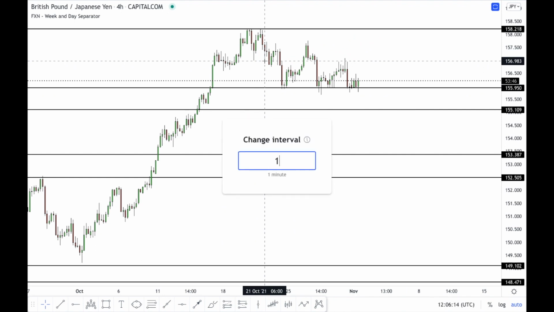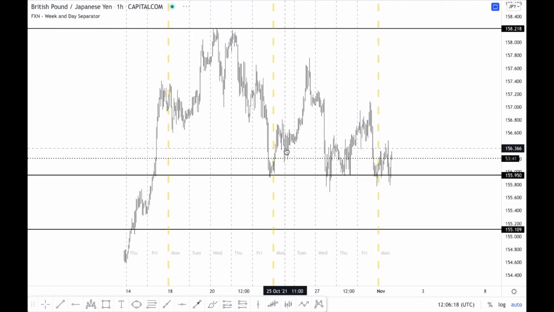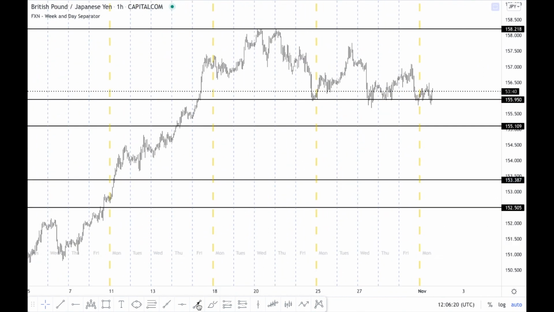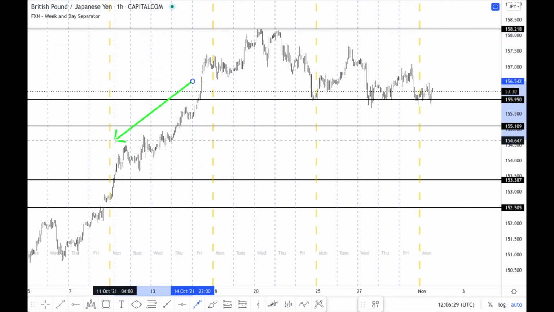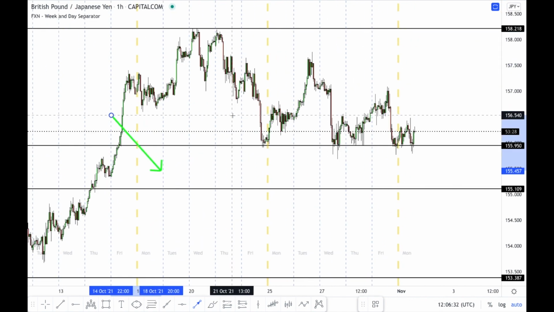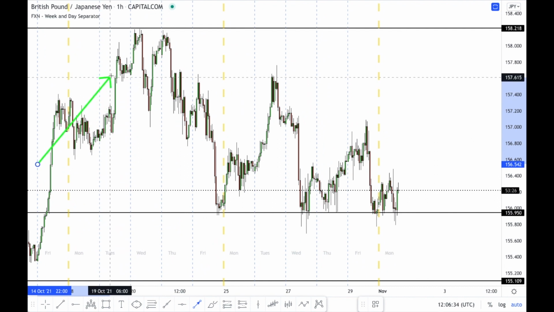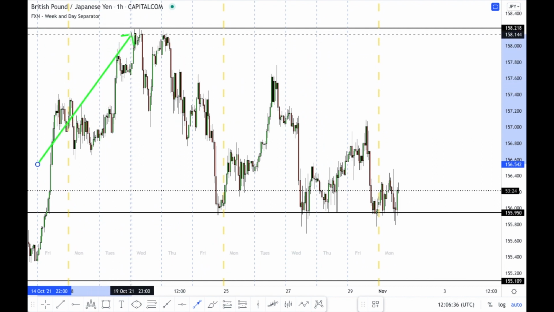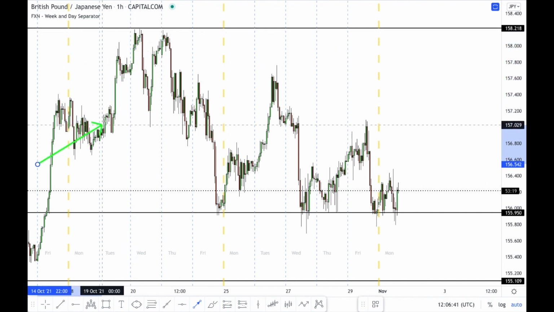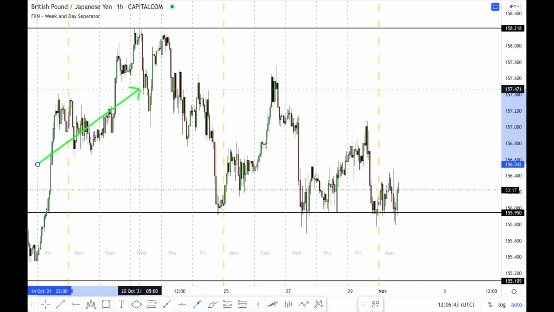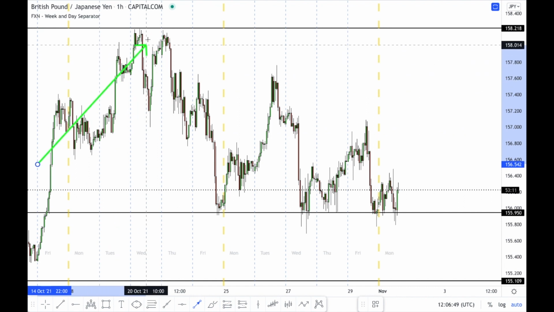So now I'm going to go down to my 1 hour chart. You'll see that I have my indicator on, which is the FXN week and day separator. This gives me the yellow lines and the blue lines in between, which show me all the days, and the yellow lines are the week separators. And we can see right here what happened, exactly how I explained in my ultimate guide video. This is what they call a double top. When the market goes to an area once and then goes to that area again, there's a good chance that the market might reverse from that level.